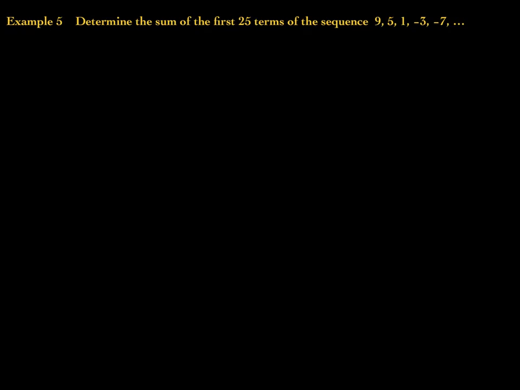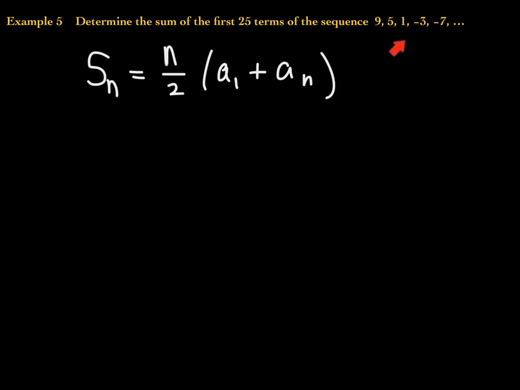Check out this question. Determine the sum of the first 25 terms of the sequence 9, 5, 1, -3, -7. Now guys, if they want me to add the first 25 terms of the sequence, I want to use this formula for the partial sum for an arithmetic sequence. Now the problem I'm having right now is I have to first confirm that this is an arithmetic sequence, because if it's not an arithmetic sequence, I'm not allowed to use this formula. This partial sum formula is only applicable to arithmetic sequences. So let's confirm really quickly that this is arithmetic.